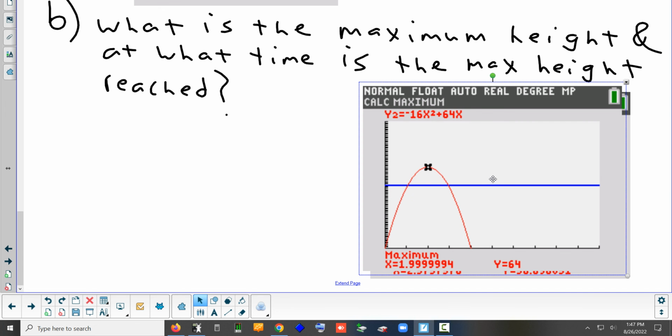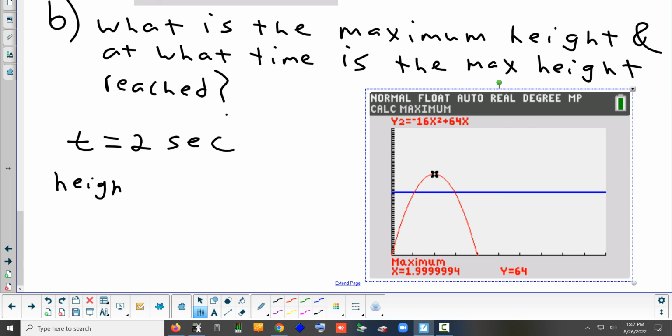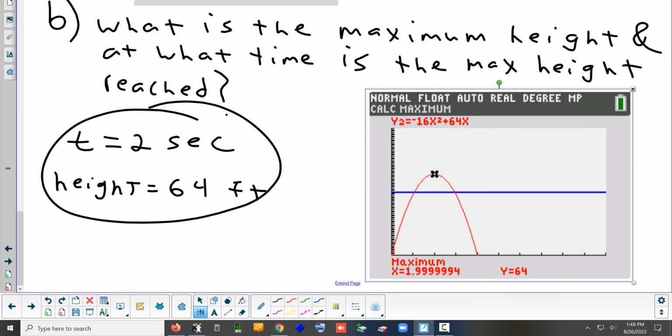So at what time does this object hit its maximum height? It's at 2 seconds, right? It's 1.9 repeating. It's basically 2 seconds. And what is the maximum height? Yep, 64.